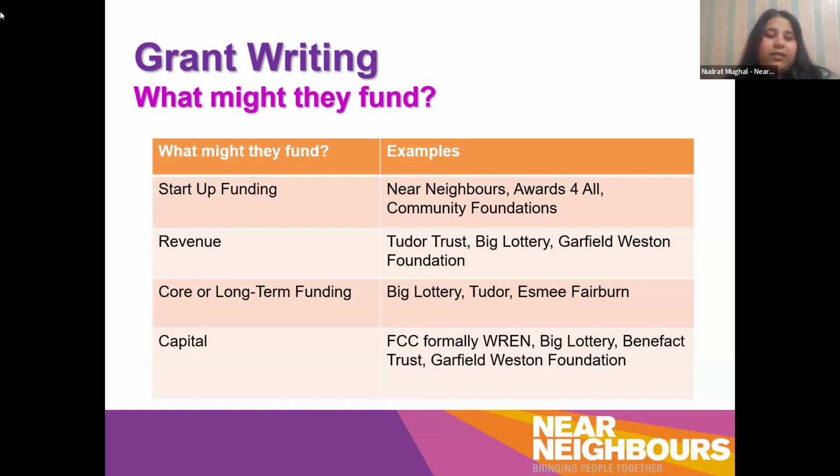And again, capital funding can be given by Big Lottery and Benefact Trust, and Benefact Trust only give funding out to churches or Christian projects. So if you are a mosque or a Gurudwara, or other temples or other faiths, and you're applying for the Benefact Trust funding, then your application is going to be rejected because they have a specific type of grant and they only support specific types of communities.